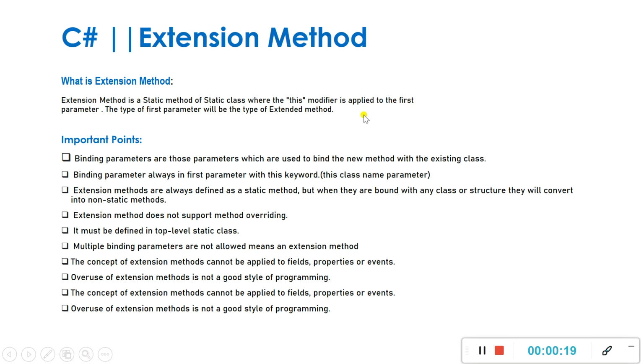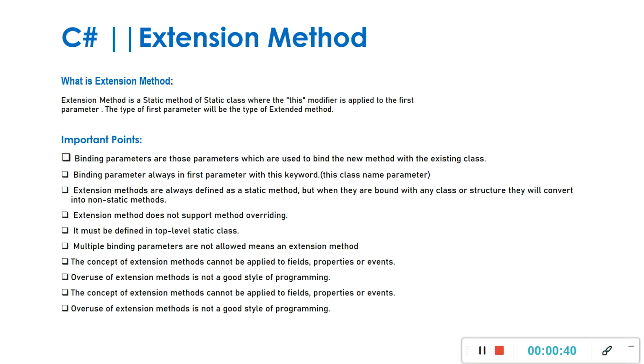An extension method is a static method of a static class where the this modifier is applied to the first parameter. The type of the first parameter will be the type being extended. I will show you the important points of extension methods. What is the main point?